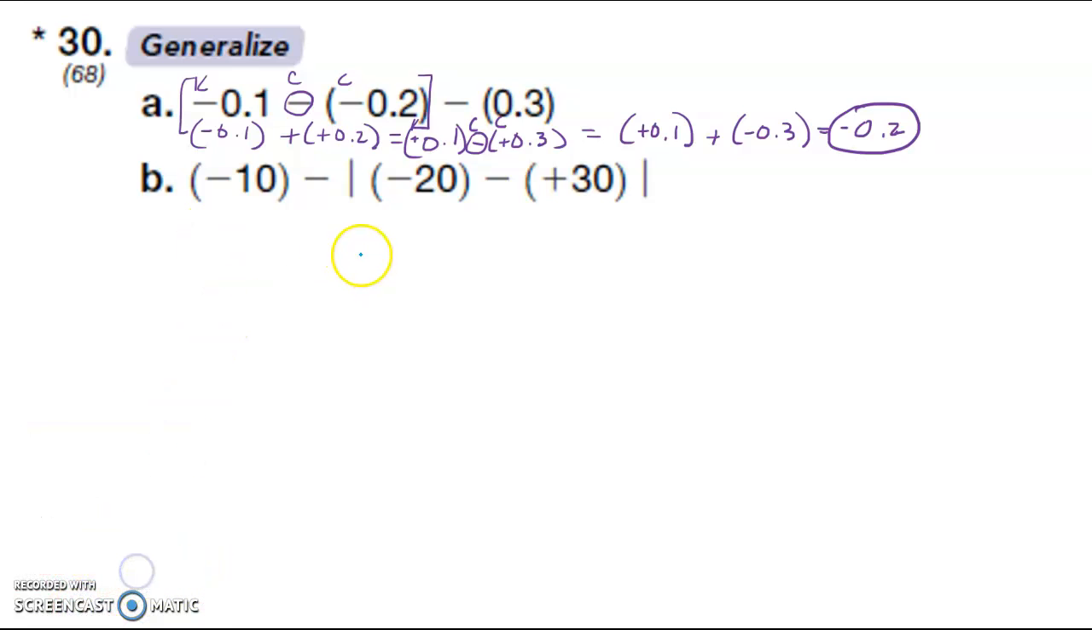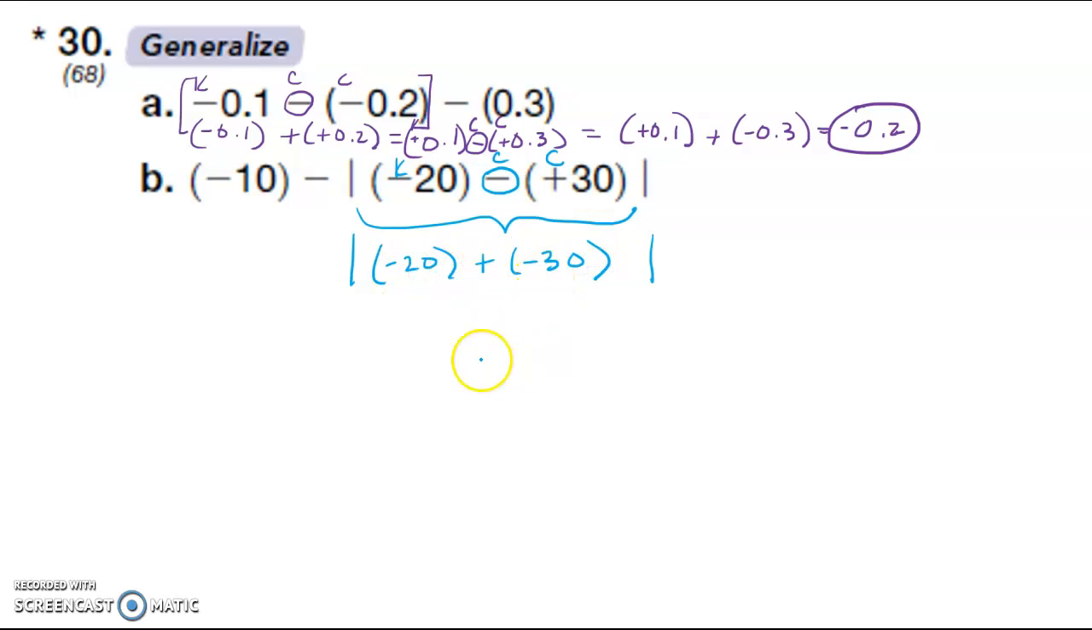the same answer. We have these absolute value lines here. So I'm actually going to do this part first because absolute value is a symbol of inclusion. So we need to do that first. And this is a subtraction problem, so we're going to keep, change, change. So I have my absolute value signs. I keep this as negative 20 plus negative 30. So since the signs are the same, I'm going to add them, keep the sign. However, the absolute value of negative 50 is positive 50.